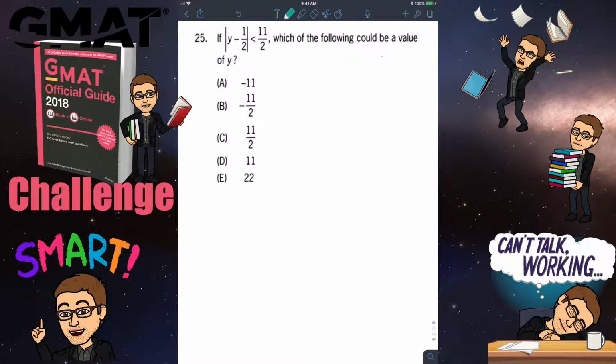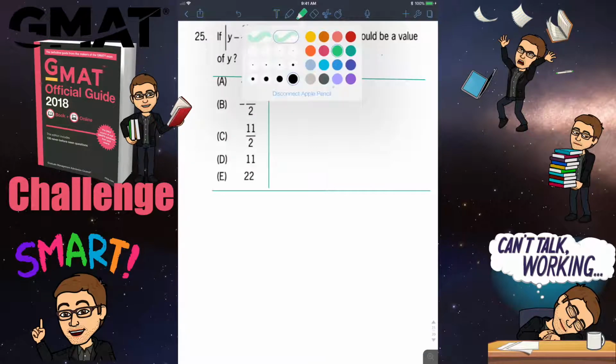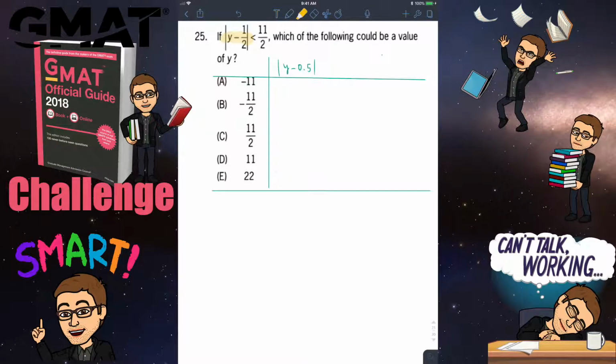I have two methods. First method is called PITA, plug in the answer choices. In order to do so, I'm going to create a table. This table has 3 columns. The first column will be the answer choices over here. And then the second column, I'm going to put the expression y minus 0.5, absolute value. So basically I just put the left hand side of this inequality as this column title, the absolute value of y minus 1/2. For easier calculation, I convert 1/2 to 0.5.